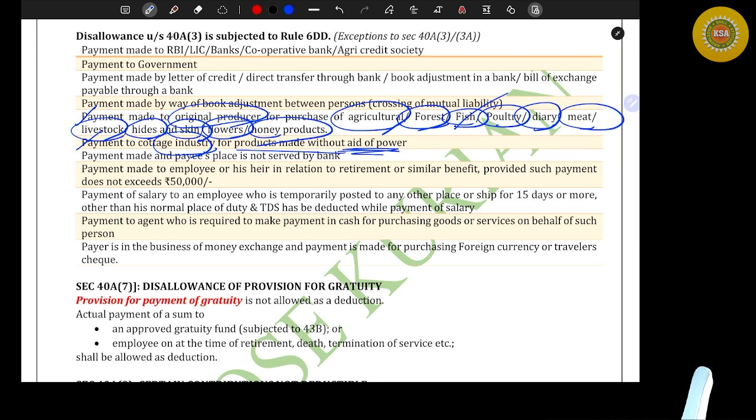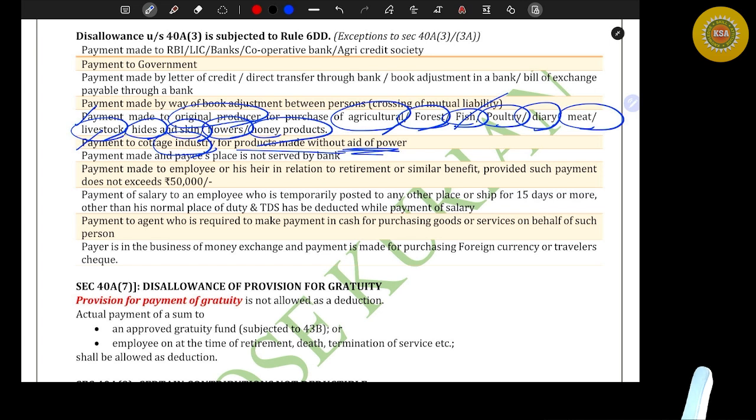Let's read that point again. Payment made to an employee or his heir in relation to retirement or similar benefit. On account of death, if the employer is paying a compensation to the legal heir, that is also covered under 60D. Up to 50,000, you can make payment in cash. It is not necessary that you have to make payment in cash. It's an option given to you. You can make the payment in bank. No problem also. Are you with me?